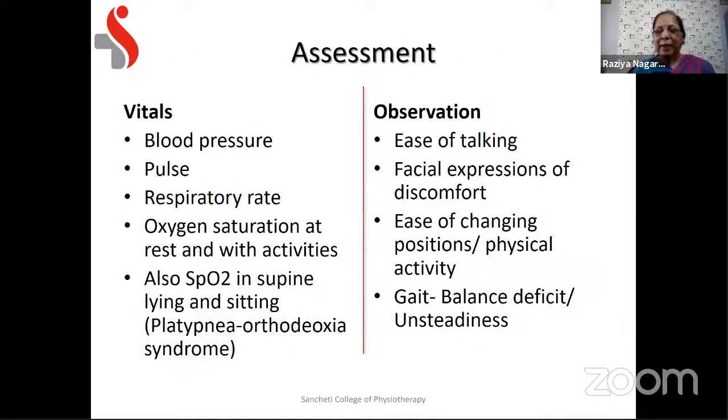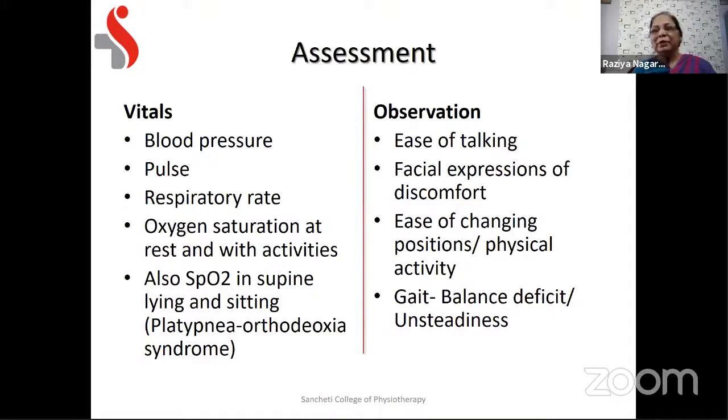Before we start with the exercise program, a quick assessment should be done where you check the blood pressure, pulse, respiratory rate, and oxygen saturation with a pulse oximeter. What happens sometimes is that a person may have a normal oxygen saturation at rest, but with physical activity it decreases. That's why we have to look at exertional dyspnea also, or exertional decrease in the SpO2. Also check SpO2 in supine lying and sitting, whether it changes with the position.